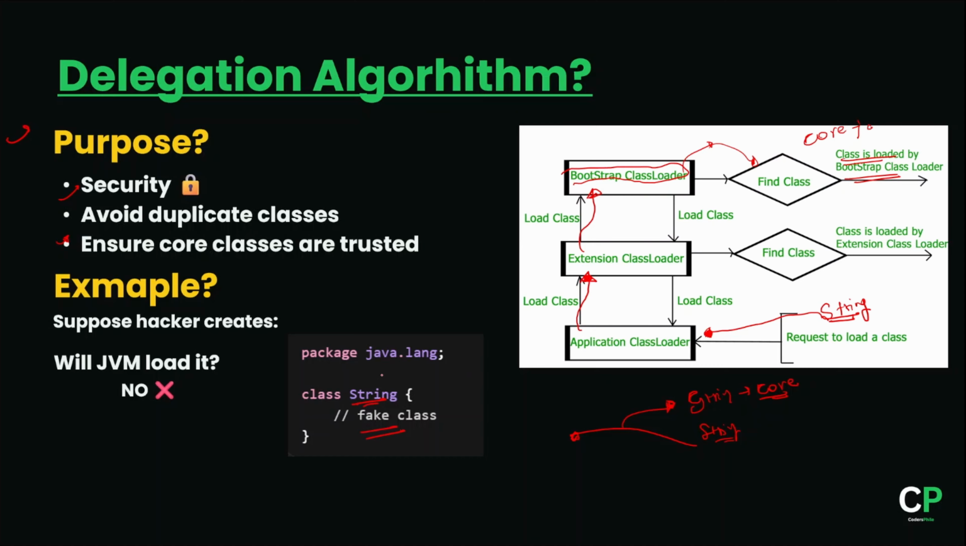So the class that the hacker has created was not loaded, because the request for loading any class is first passed to the top of the delegation tree, first to the Bootstrap class loader. If the Bootstrap class loader fails, then only the extension class loader gets the opportunity to load the class. If the extension class loader fails to load the class, then only the application class loader gets the opportunity to load the class. So if the hacker created any duplicate String class, this class will not be loaded. Instead, the original core String classes will be loaded. In this way, the delegation algorithm provides security and ensures that the core classes are trusted and cannot be replaced.